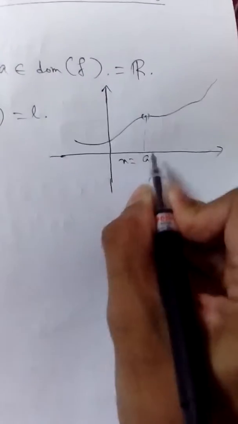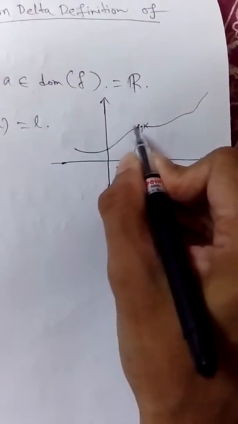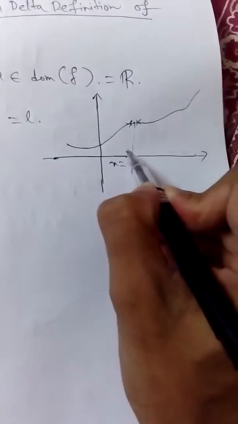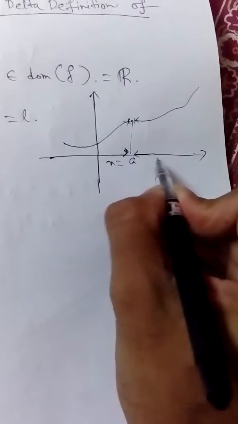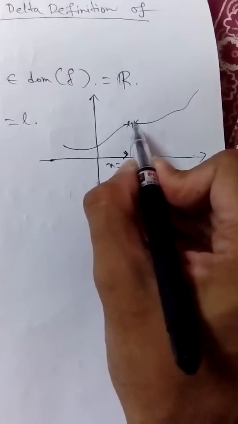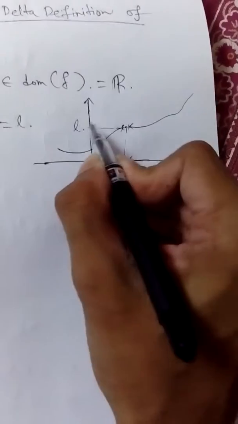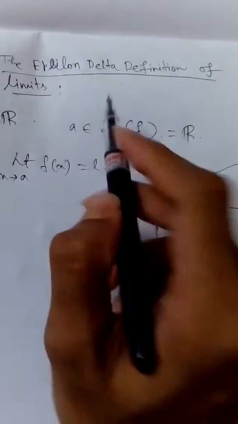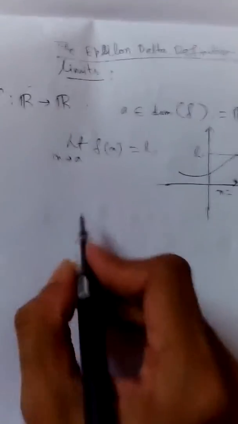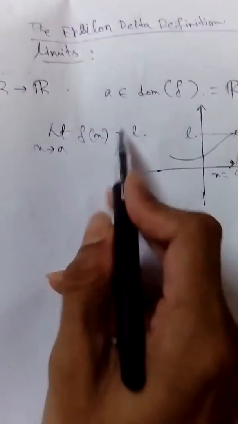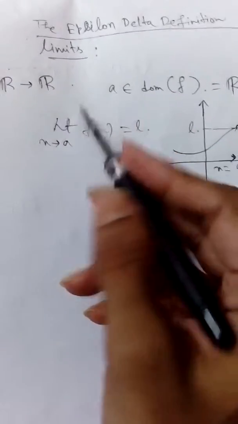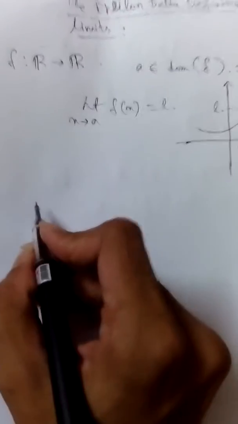So x equal to a, where we mean that from the left hand side when x approaches a, and from the right hand side when x approaches a, we get this here, some point y equals L. So this is meant by this. But what is the epsilon delta definition of limits? So let's carry this out. Okay, so this is actually transformed into the epsilon delta definition this way. Okay, look at this way.